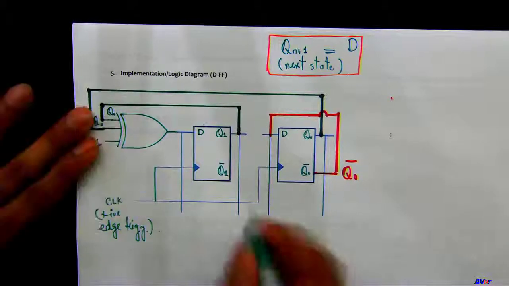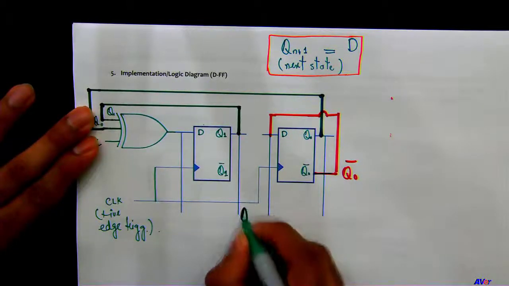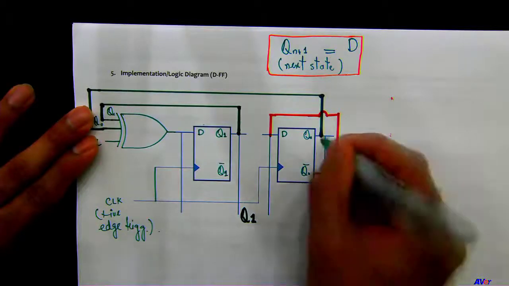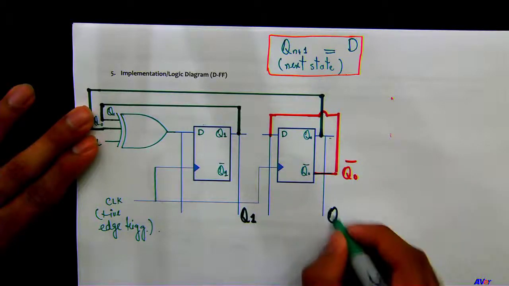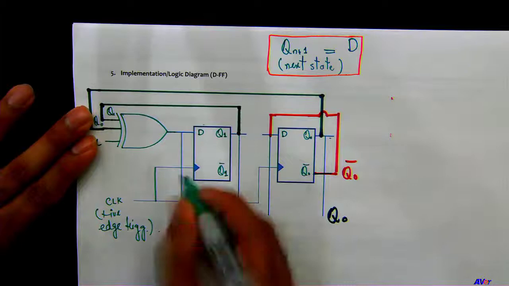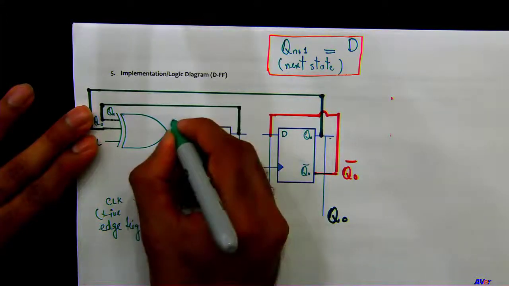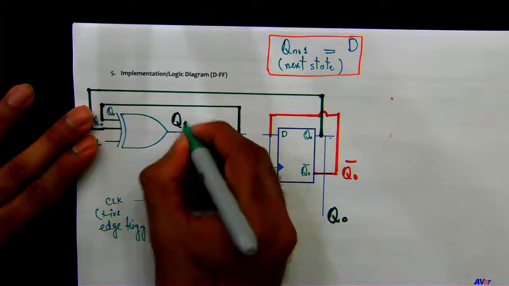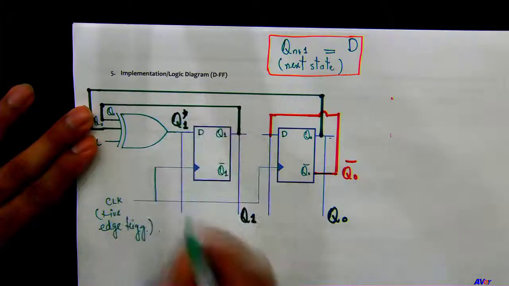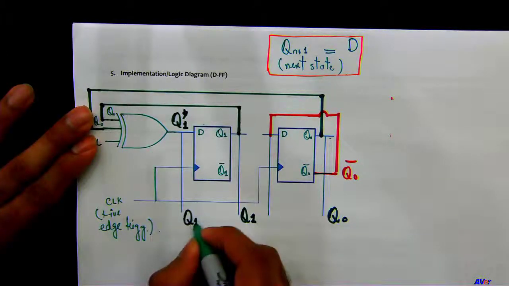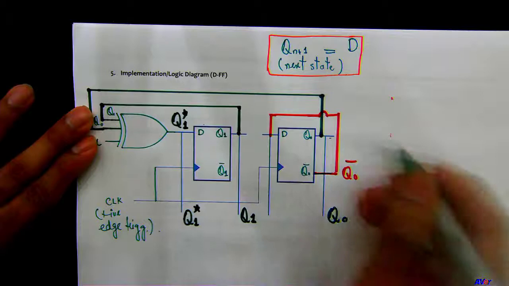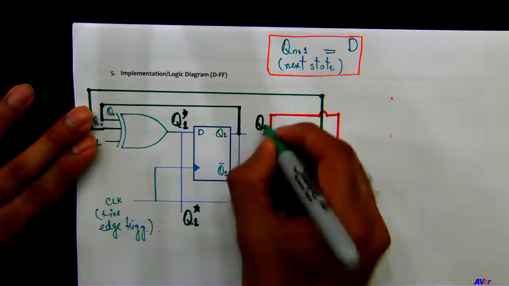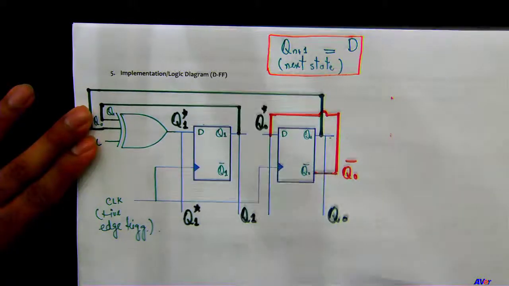Remember, this is your Q1, and this is your Q0. What is this right here, guys? This is your Q1 asterisk, next state, correct? And this is your Q0 asterisk, the next state.